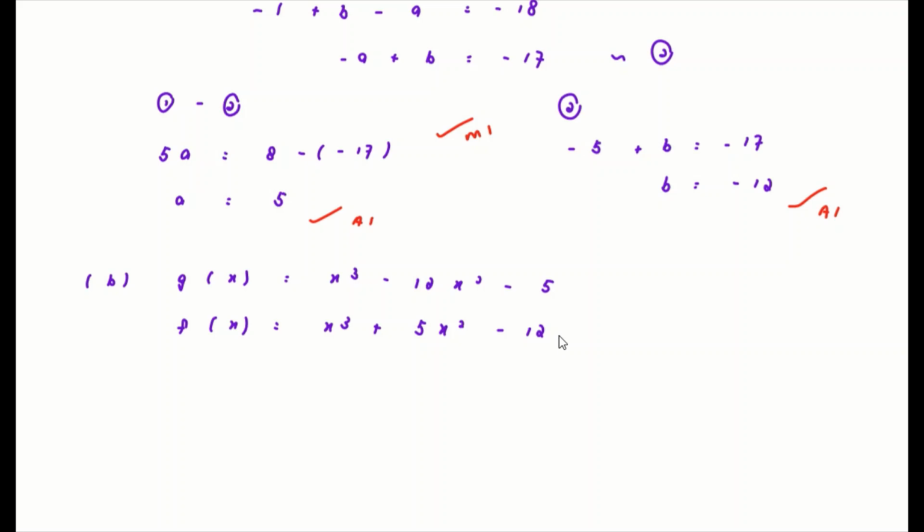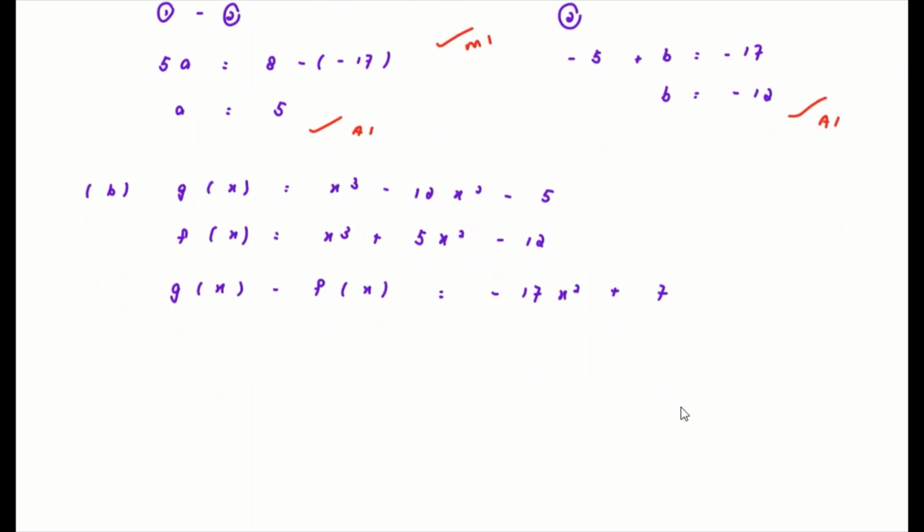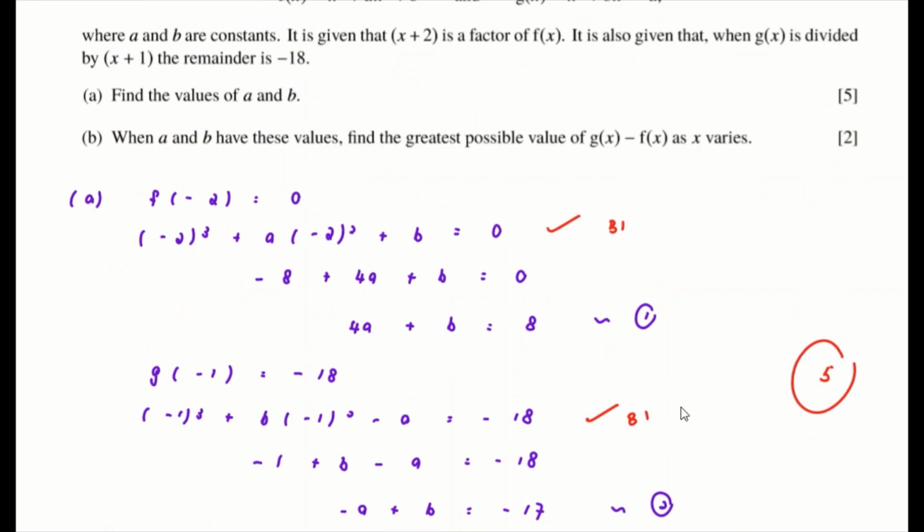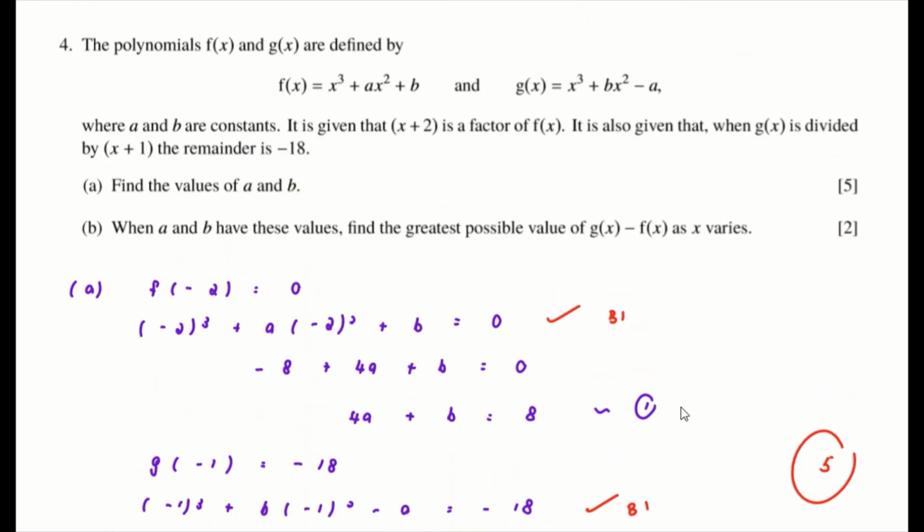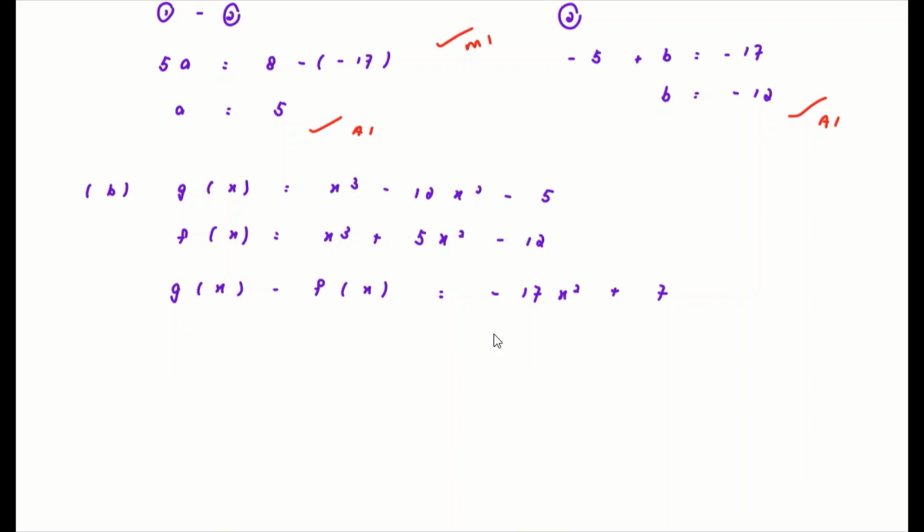Okay, so after you get this, we will need to continue. So g of x minus f of x. We get x cubed minus x cubed, nothing else. Then negative 12 minus 5, so negative 17 x squared. Then negative 5 minus negative 12, so plus 7. Okay, so after you get this, now we can continue like we normally do. The question is for any number of x, right? We know that for any number, x squared will be a number that is positive.